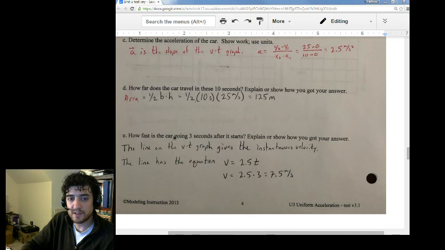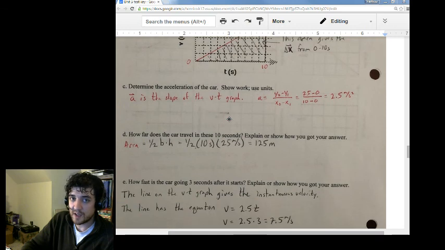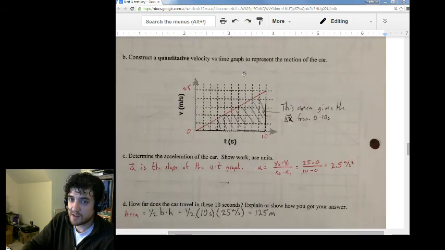E, how fast is the car going 3 seconds after it starts? This is asking us to find the instantaneous velocity. That is, what is the y value at 3 seconds? The easiest way to get this is to simply go to the equation. This thing is a line. y equals mx plus b. I know that the y value is what I'm looking for. That gives me the instantaneous velocity.